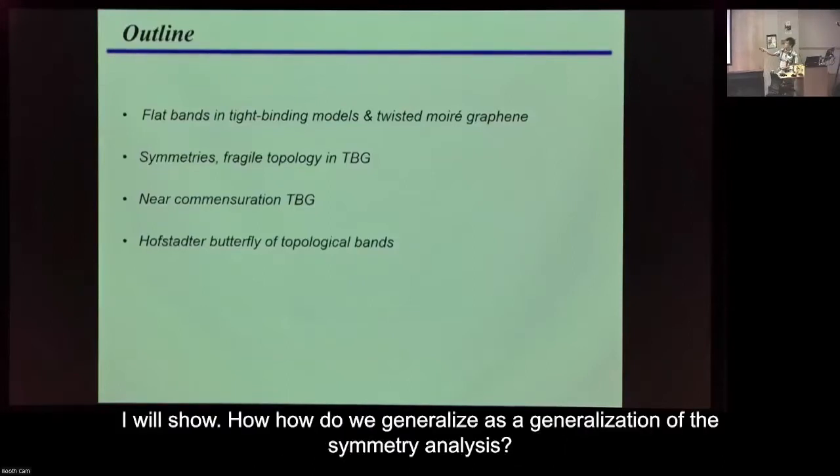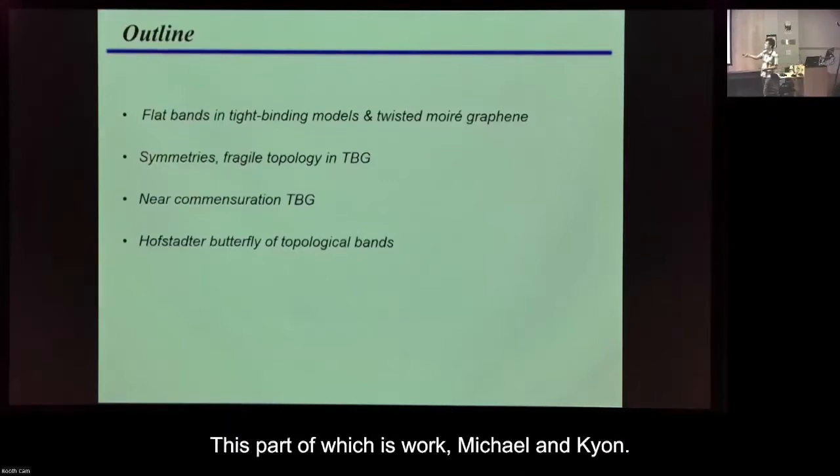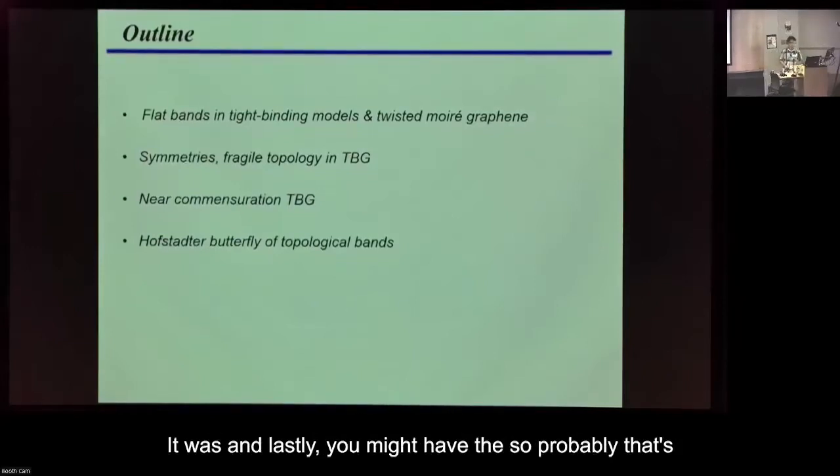I'll show a generalization of the symmetry analysis method I'll be talking about. I will give an example of nematic order by Rubin, which is the work Michael and Kaiyuan did with me. And lastly, if I have time, I'll talk a little about the topological effects in Hofstadter theory.